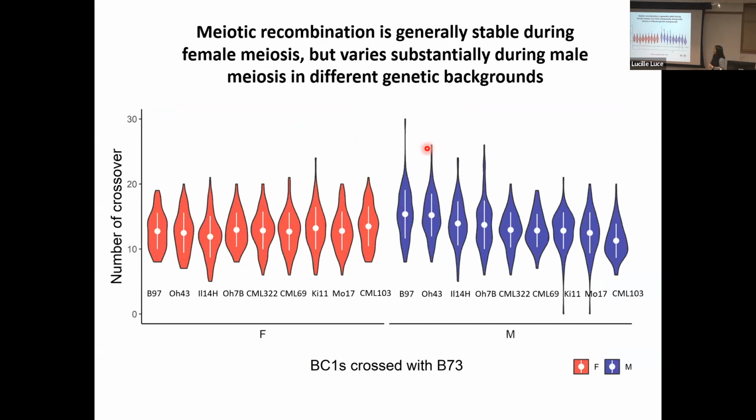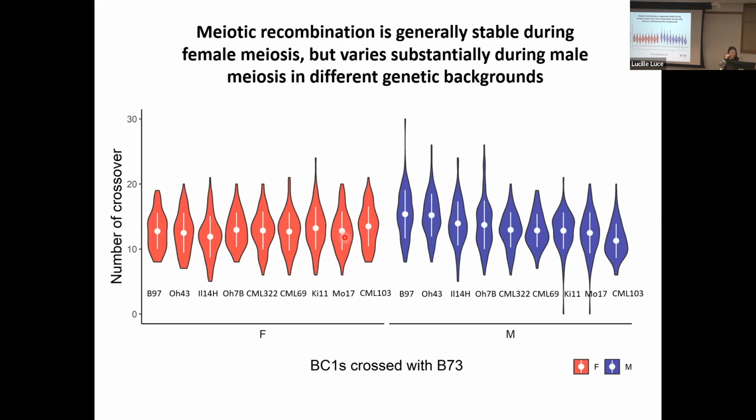Next we compare the recombination across different lines, across female and across male. The data is very interesting to us. We found that female recombination is very stable. You can see in the female, we don't observe very large differences, even across different lines. They are pretty stable, but it varies substantially during male meiosis. You can see in male, among different lines, B97 is very high, and CML103 is very low, but the female is very stable.